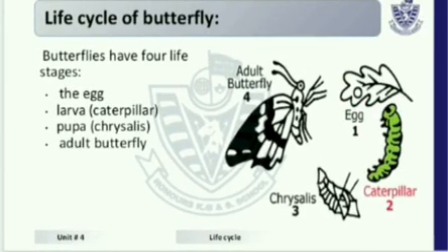Life cycle of butterfly. Life cycle of butterfly is truly amazing. Butterflies have 4 life stages: egg, larva, pupa, adult butterfly.